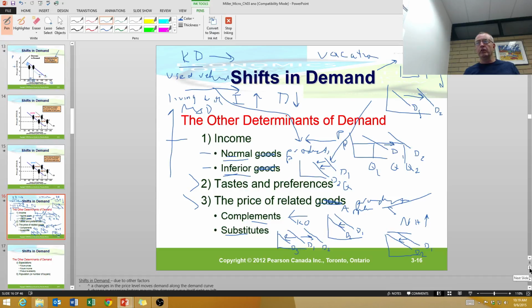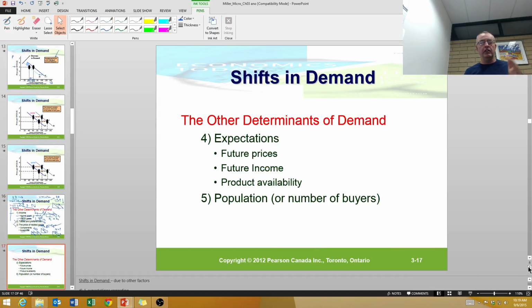Okay, so we have two more non-price factors that can also affect the horizontal location of the demand curve. We have the so-called expectations. If we think that future prices of a particular product are going to go up, then the demand today often goes up. If I think that the price of gasoline is going to go up next week because of new government taxes, my demand for gasoline today is probably going to go up because I'm going to fill my car up today when the price is still cheap.